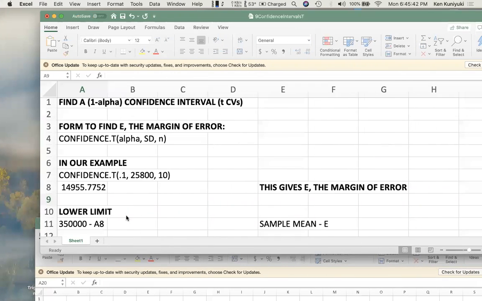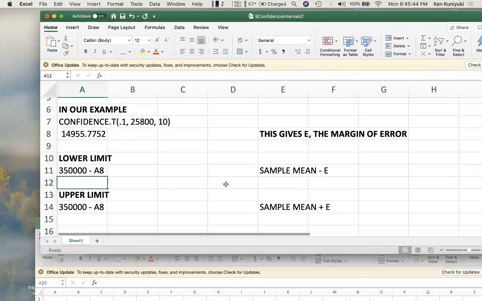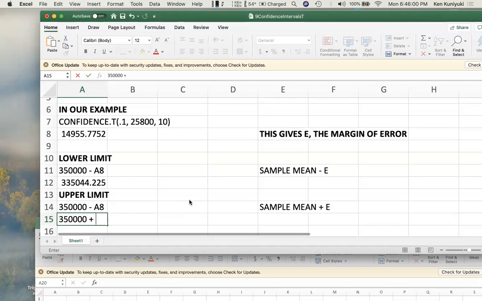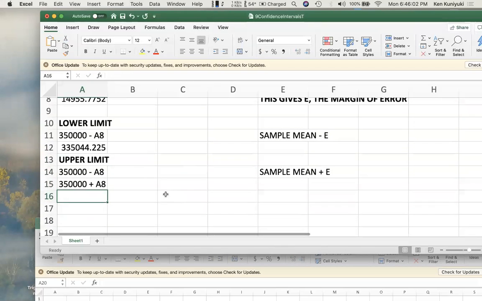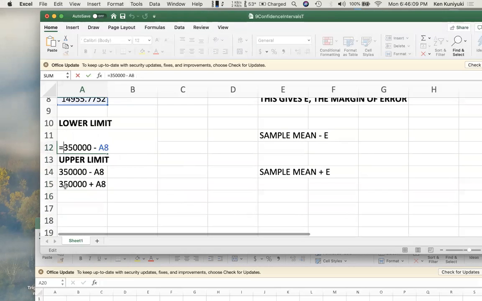Okay, so then for the lower limit, remember the sample mean was $350,000. We subtract the margin of error E, which is highlighted in gray here, cell A8. The lower limit is that. Upper limit, we take the sample mean and add the margin of error. Okay, so we have here from 335,044 to, whoops, yeah, okay.